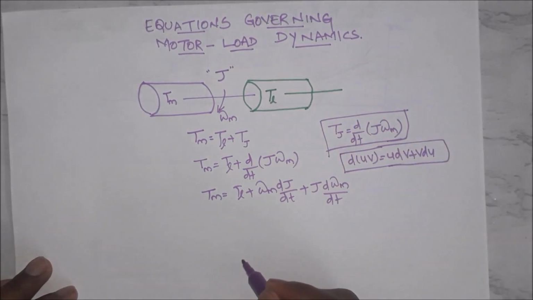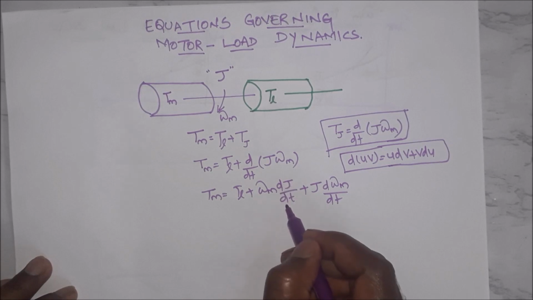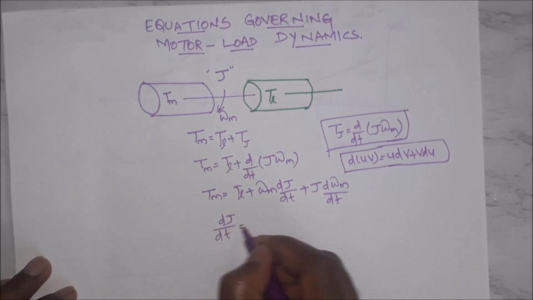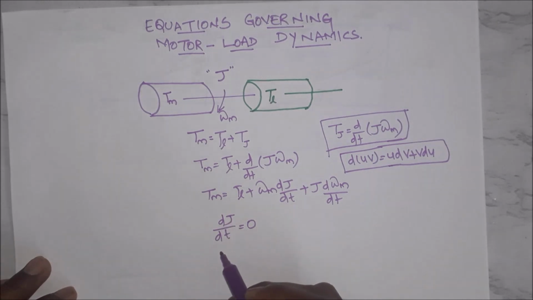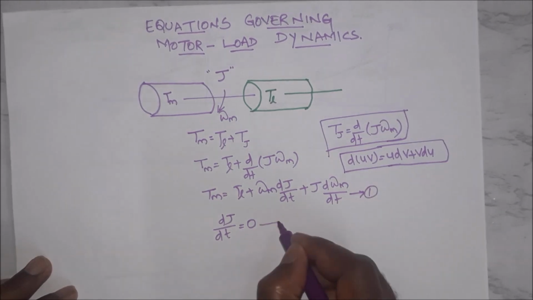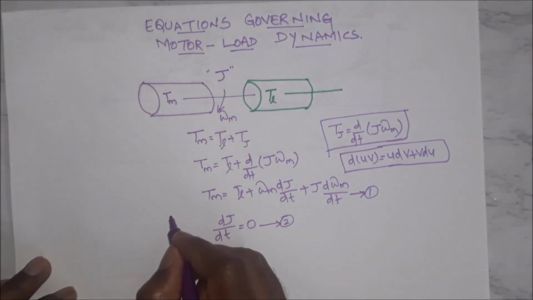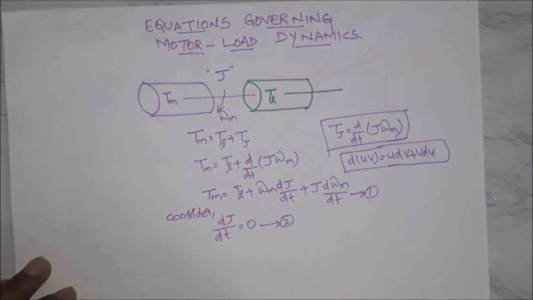In most systems, the rate of change of inertia with respect to time is assumed to be 0. That is, dJ by dt is equal to 0. Therefore, consider dJ by dt equal to 0.